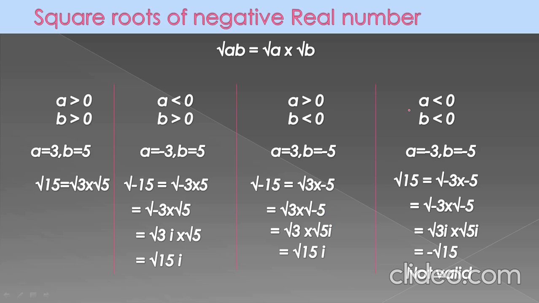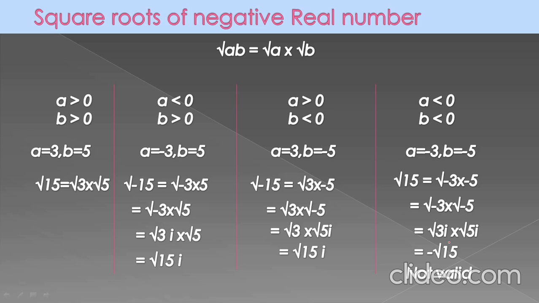Now consider the fourth case. If both are negative, that is A is less than 0 and B is less than 0. So here we consider A equal to minus 3, B equal to minus 5. Now under root 15 can be written as minus 3 into minus 5. On separating the square root, we get under root minus 3 into under root minus 5, which can be written as square root 3 iota into square root 5 iota. Now iota into iota will be iota square, that is minus 1. So it becomes minus of square root 15.